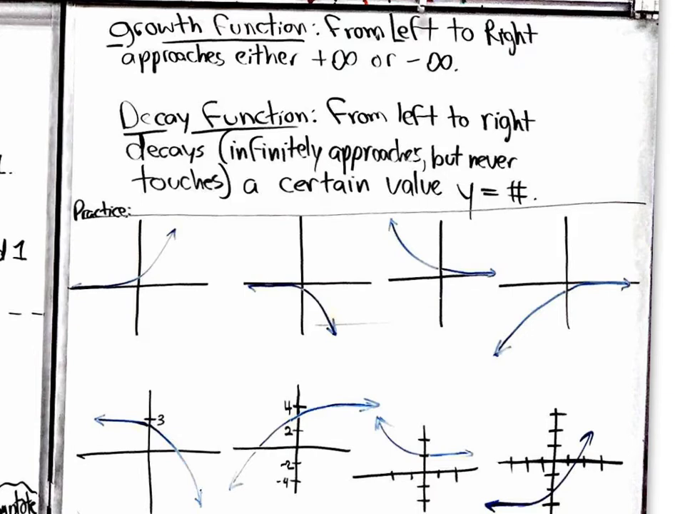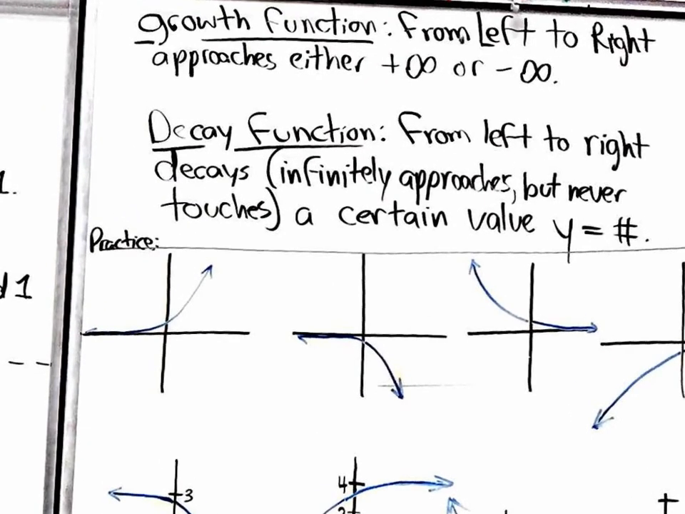So a growth function from left to right approaches either positive infinity or negative infinity. So right here on this one, let me zoom in a bit. On this one, from left to right, it's like not growing, and then all of a sudden it grows and it's growing to positive infinity. So what is that? Is that a growth or a decay function? Yeah. It's a growth function, right? So everybody label it as G.